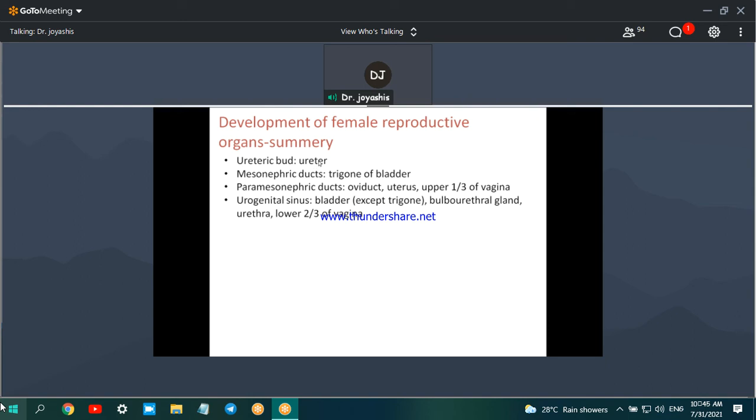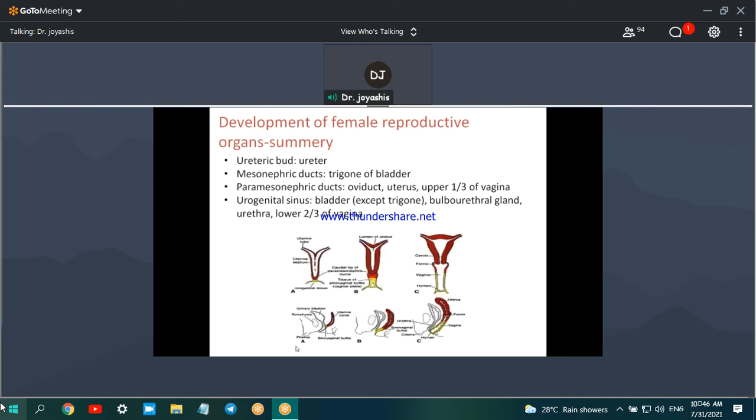So in the female, the ureteric bud gives rise to the ureter, and the mesonephric ducts to the trigone of the bladder. The paramesonephric ducts give rise to the oviduct, uterus, and upper one third of the vagina. The urogenital sinus gives rise to the urinary bladder, trigone, urethra, and lower third of the vagina. At the tip of the paramesonephric duct, tissue of the sinovaginal bulbs forms the vaginal plate, and the surface of the uterus forms the vaginal lining.